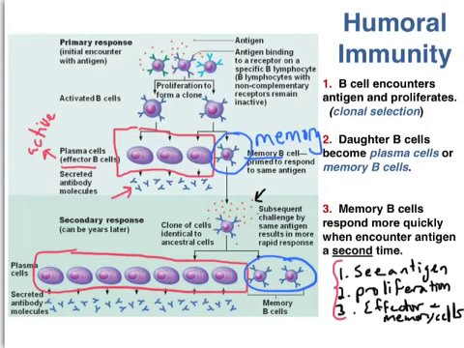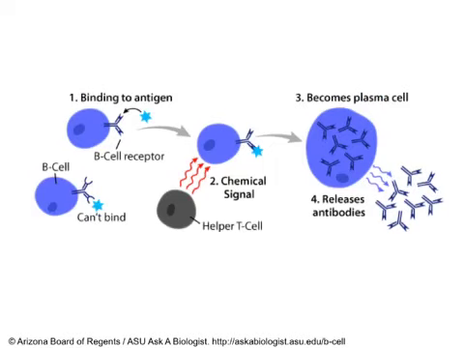They don't produce antibodies. There's actually a very important step in B cell activation that was left out of the previous diagram, and that is T cell help.